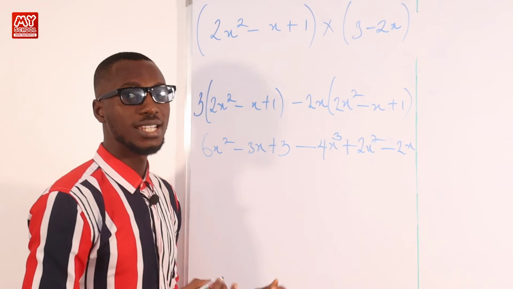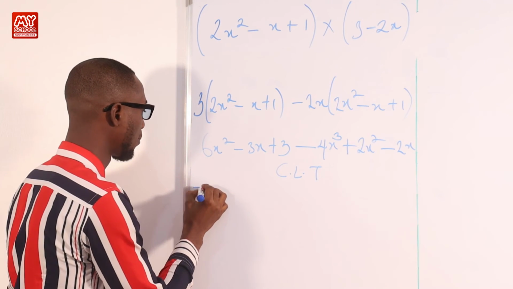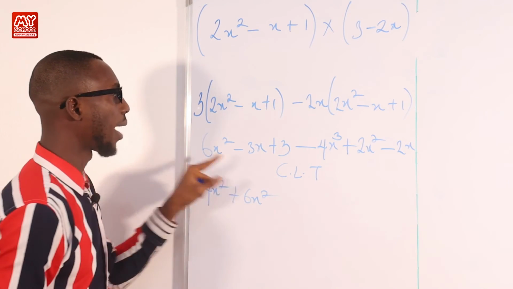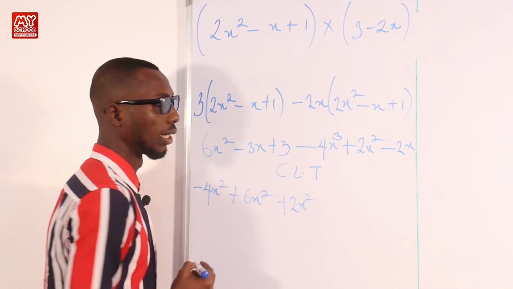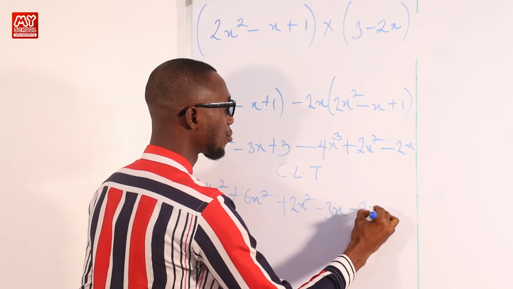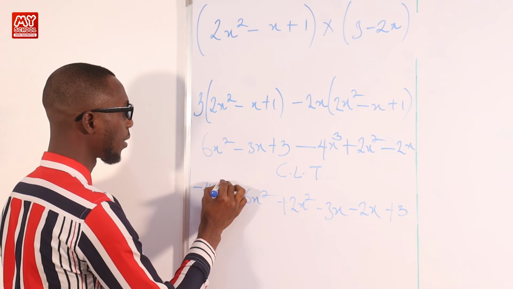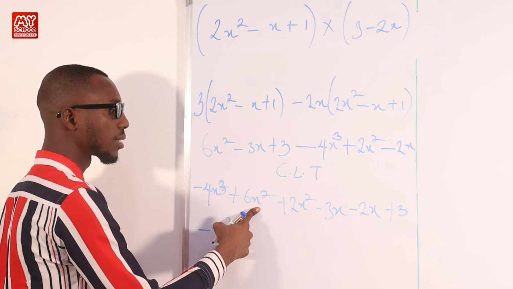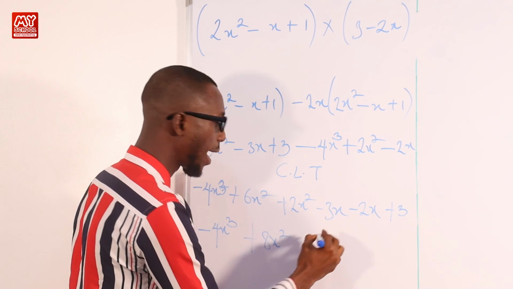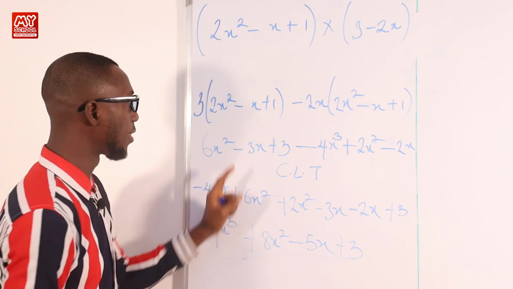So all we just have to do is to collect like terms. Collecting like terms, we have the highest here is minus 4x cubed, followed by x squared, so we have plus 6x squared, plus 2x squared. Then we have x, so we have minus 3x, then minus 2x. Then we have plus 3. So when we drop down, we have minus 4x raised to power 3, plus 6x squared plus 2x squared, that gives us plus 8x squared. Minus 3x minus 2x, that is minus 5x plus 3.